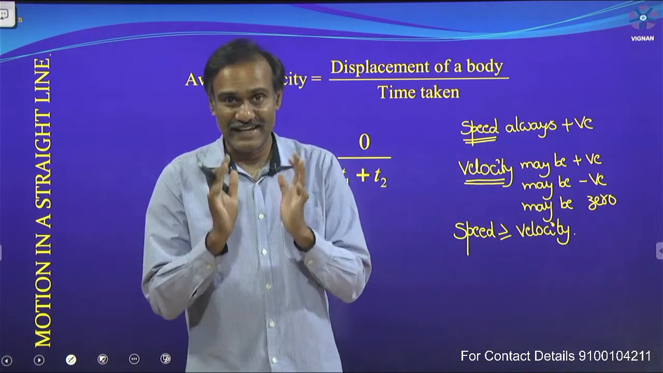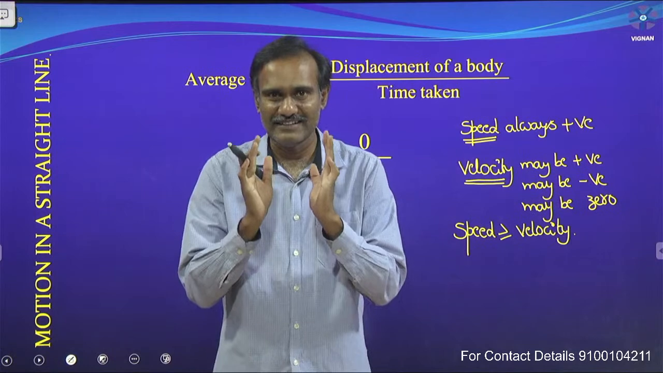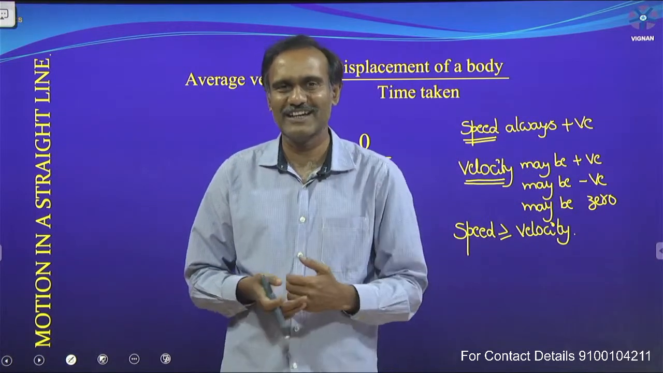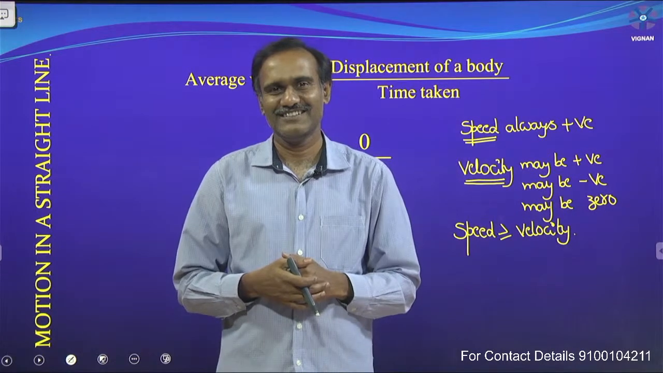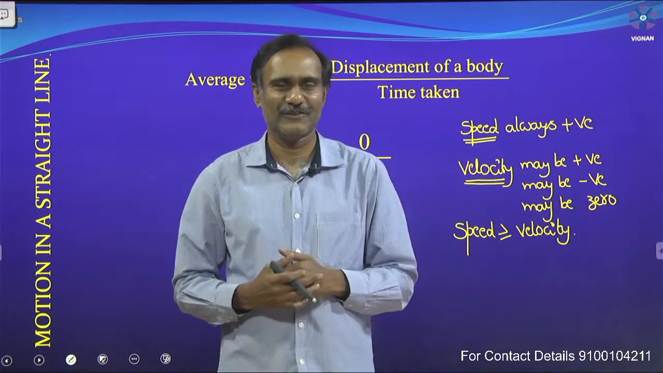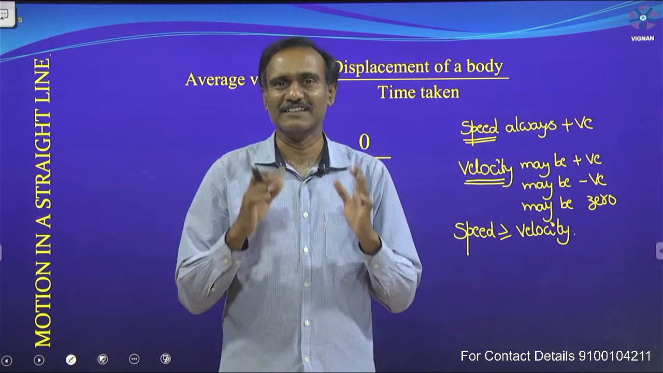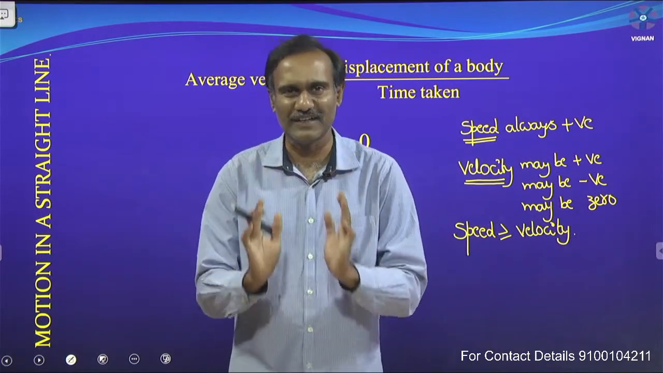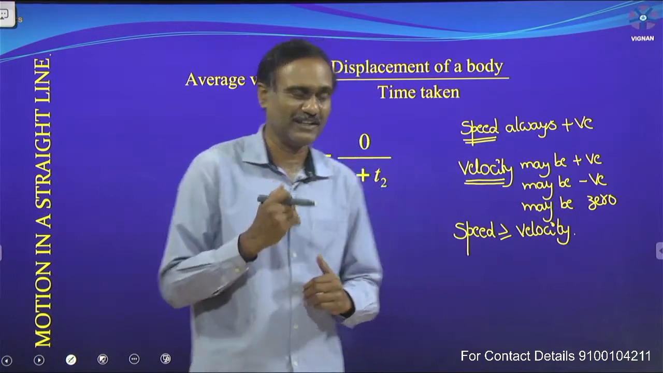Now, is electric current a vector or a scalar? It is having both magnitude and direction. Yes, it is a scalar. Why? Because it does not obey the parallelogram law of vector addition. Okay.